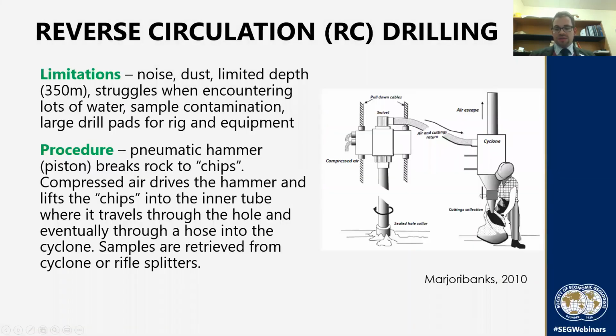And that should be seen on the next slide. So you can see the sample that's coming up from the drill hole is going through a number of hoses, and then through a cyclone, and that's where an offsider or a geologist is collecting these cuttings. That is, again, one of the very common techniques employed in the mining industry.